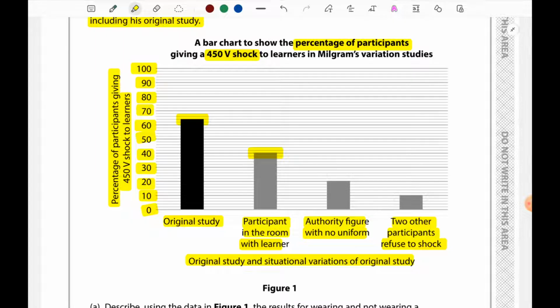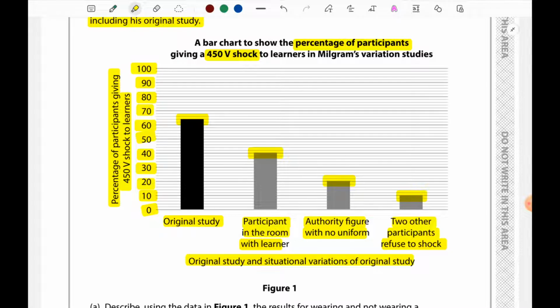In yet another variant in which the participant is confronted by an authority figure who's not wearing a uniform, the percentage comes down to 20. So again, perhaps that is what discourages him from being obedient, that the authority figure does not look like an authority figure. And then finally, in that variation in which there are two other participants who refuse to shock, perhaps that gives him some modeling effect, that brings down his chances of giving a shock sharply to 10%.